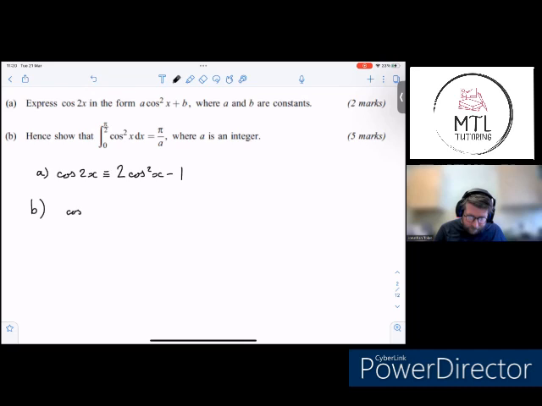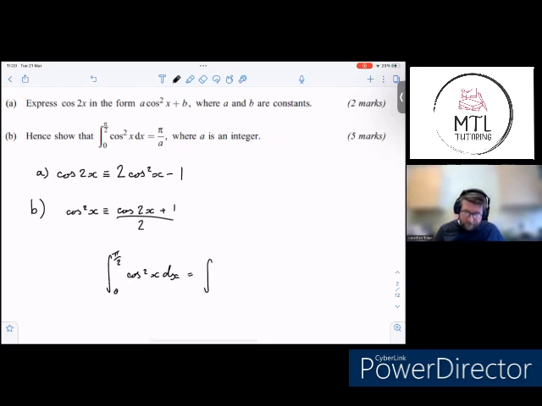So we rearrange that top identity to make cos squared the subject. So we add 1 to both sides, which will give us cos 2x plus 1 and divide by 2. So that means that the integral of cos squared is just the same as doing the integral. I'm going to take the half out as a common factor. So that leaves us with cos 2x plus 1.